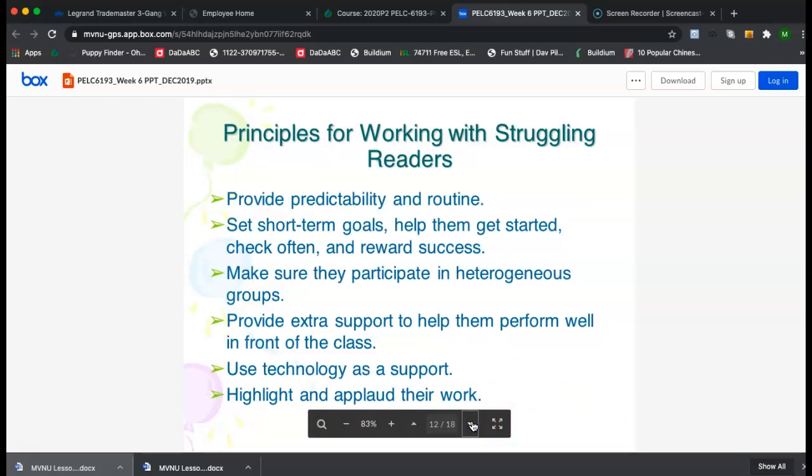Struggling readers. We need to make sure that we provide predictability and routine with struggling readers. Give them short-term goals. Help them get started. Check on them often and reward their success. Make sure that they get to participate in heterogeneous groupings. Provide extra support to help them perform well in front of the class. Use technology as a support, and highlight and applaud their work.